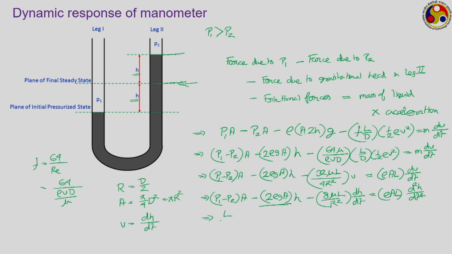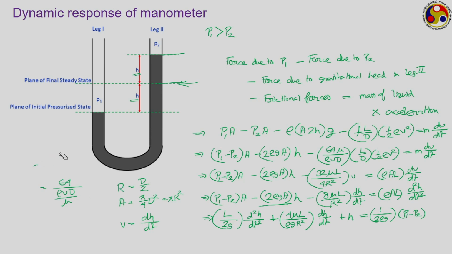So it becomes L by 2g into d2H/dt2, plus, dividing it by this, we have 4 mu L by rho g r square into dH/dt, plus H is equal to 1 by 2 rho g into P1 minus P2, which is the pressure difference. Now, how is this looking?